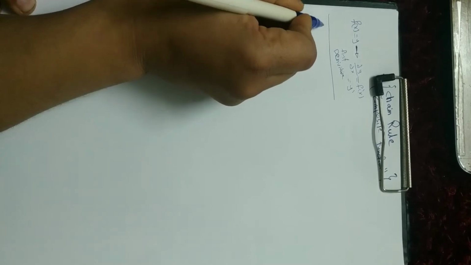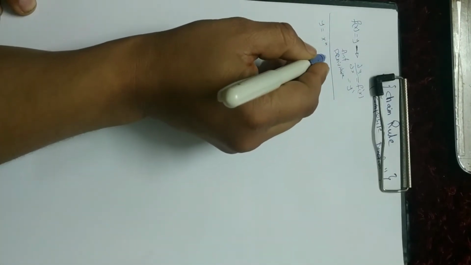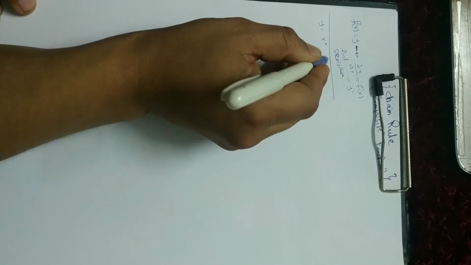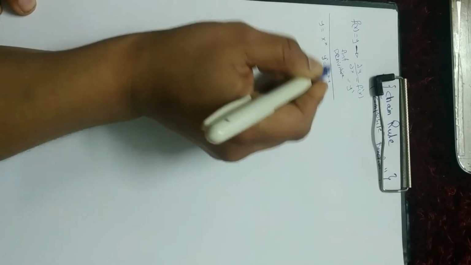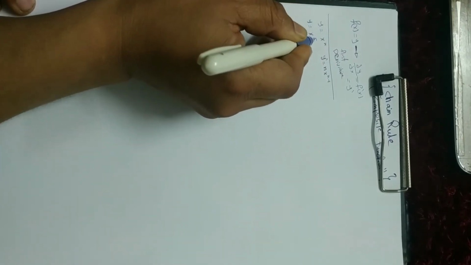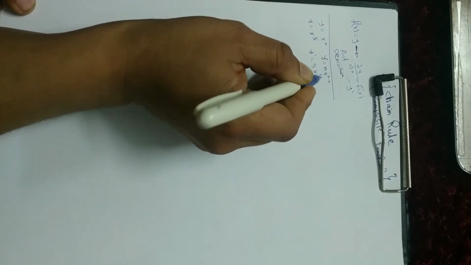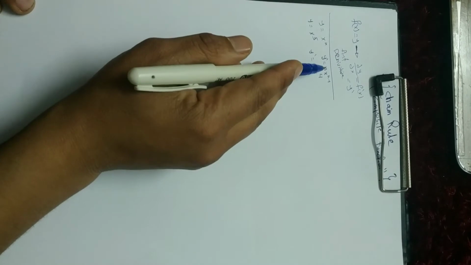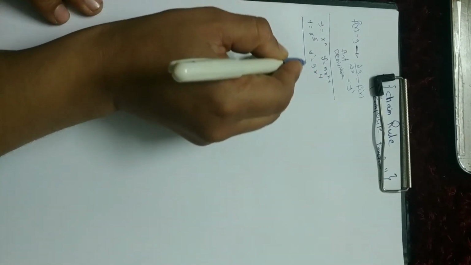If we have y equal x^n, so y prime will be n x^(n-1). If we have y equal x^5, then y prime will be 5x^4. We bring down the power and subtract 1 from it. That's the first rule.